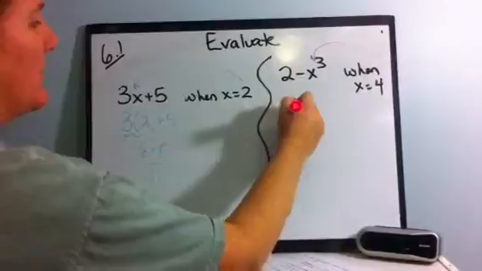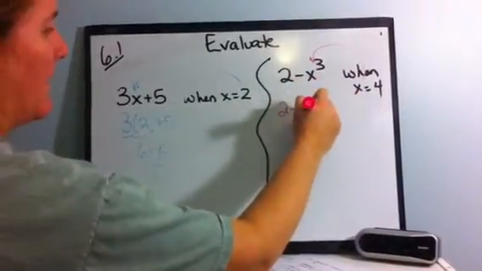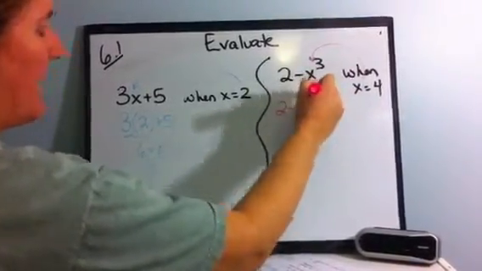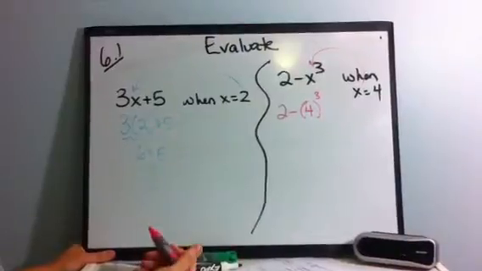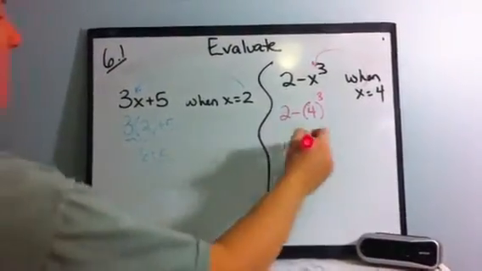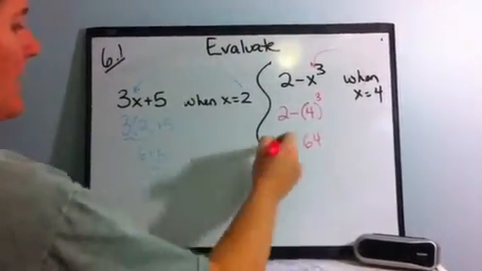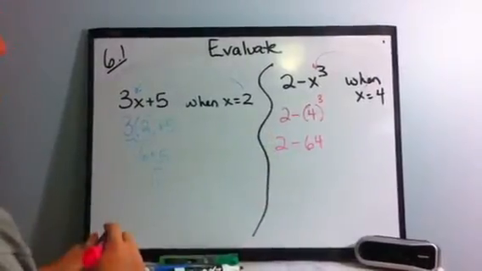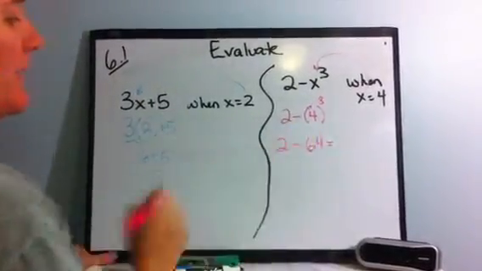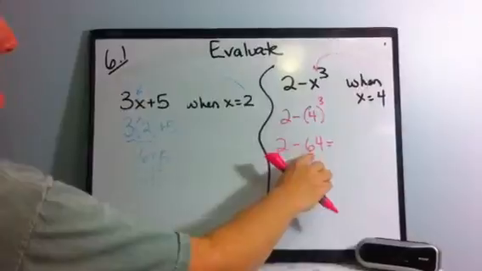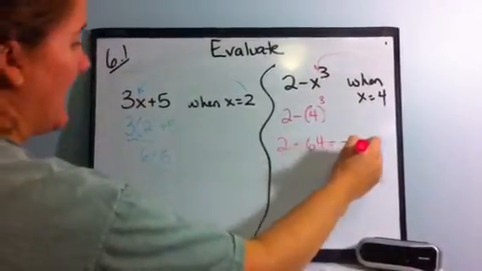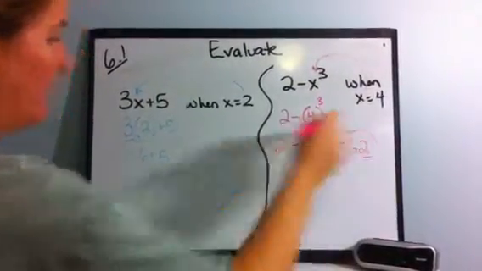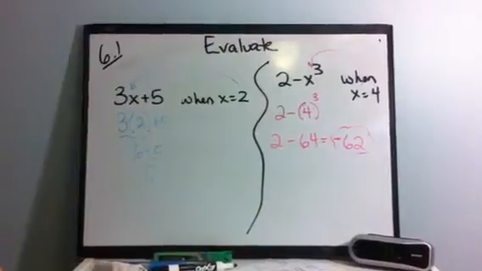So now I have 2 minus 4, and that 4 is to the third power. So you have to figure out what is 4 times 4, it's 16, times another 4. I believe that's going to be 64. So I have 2 minus 64. Use a calculator if you need to. Because 2 minus 64 should give me negative 62. Okay? So again, just plug it in.